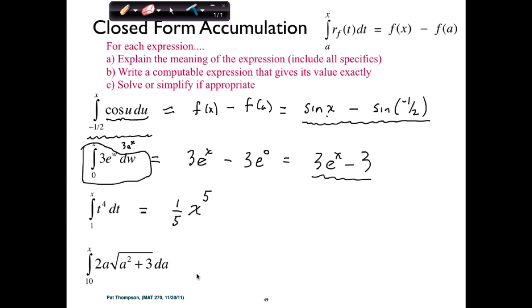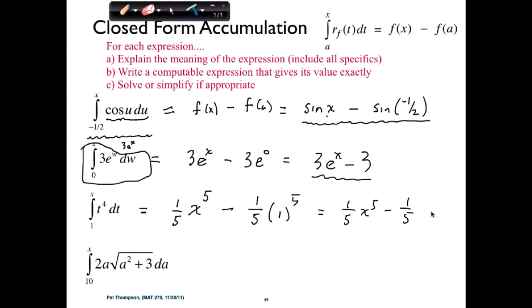Did you catch it? Minus 1/5. 1 to the fifth, right? Which is 1/5. So 1/5 x to the fifth minus 1/5. Closed form. Closed form net accumulation. It's the net accumulation of a quantity from 1 to x when the rate of change is x to the fourth. But now it's in closed form.